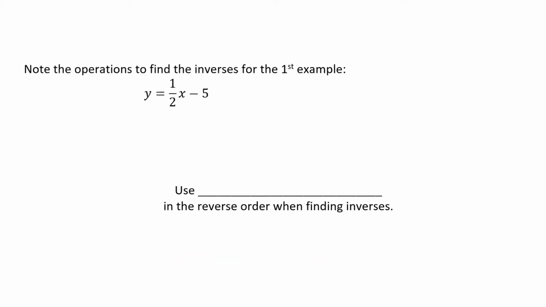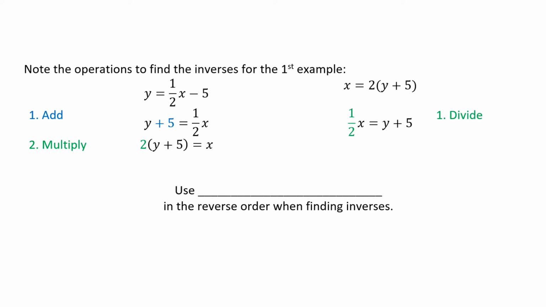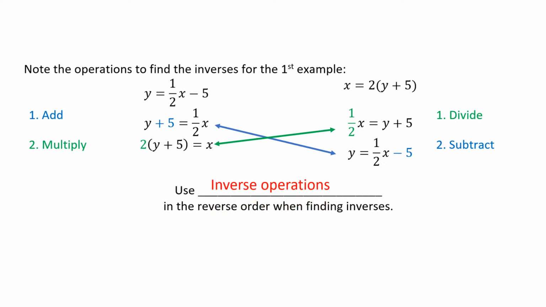It's a good idea to note the operations that we used to find the inverse in the first example. To isolate x, we first added 5 to both sides, and we multiplied by 2. If we wanted to reverse the process, if we wanted to take x and work to solve for y, we would have to first divide both sides by 2. That's the inverse operation of multiplying. We would also have to subtract 5, which is the inverse of adding 5. So, while working to find the inverse of a function, we use inverse operations in the reverse order.